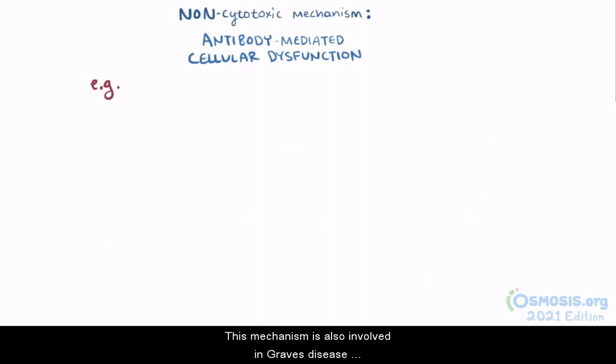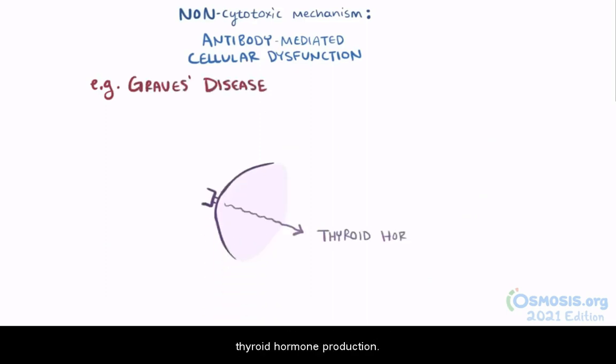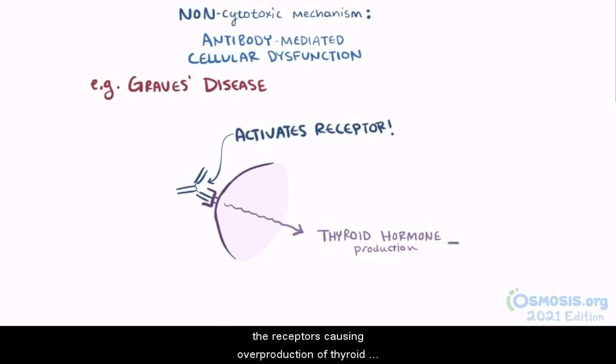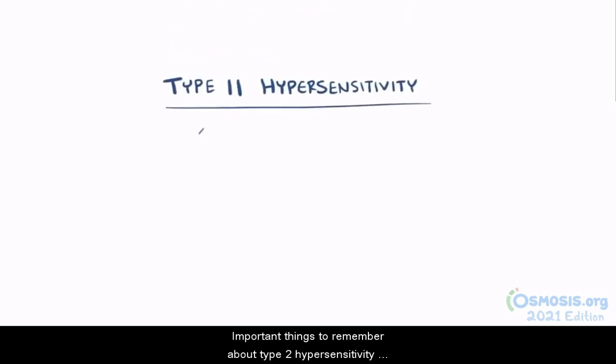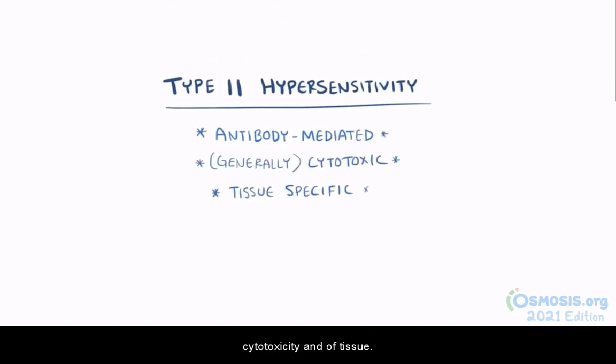This mechanism is also involved in Graves' disease, where antibodies target receptors that stimulate thyroid hormone production. But in this case, they not only get in the way, they actually activate the receptors, causing overproduction of thyroid hormone, or hyperthyroidism. And there you have it, a handful of different ways that antibody binding to cells can cause them to get destroyed or become less effective. The important things to remember about type 2 hypersensitivity is that they're antibody-mediated, they generally lead to cytotoxicity, and they're tissue-specific.